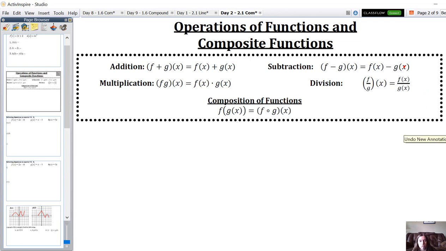If we're doing multiplication, you might see f times g of x, which is the same as f of x times g of x. And with division, f over g of x is the same as f of x over g of x.